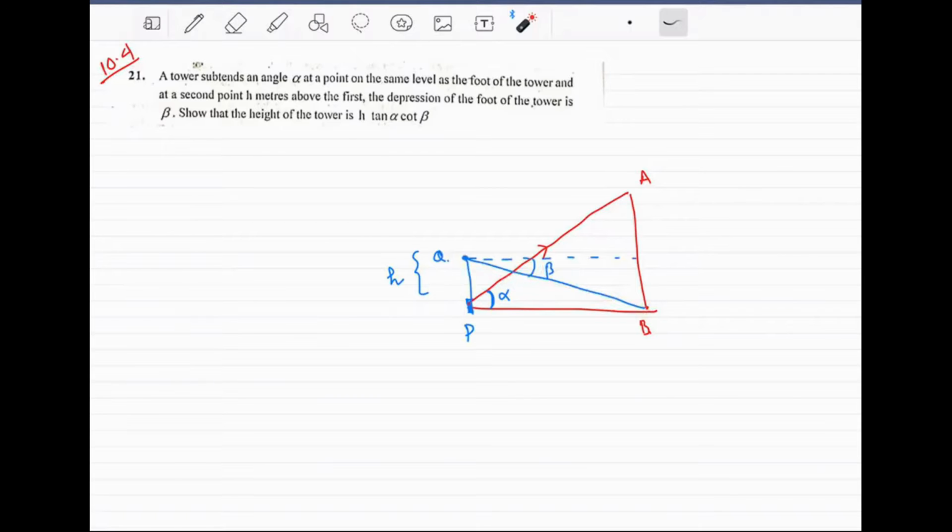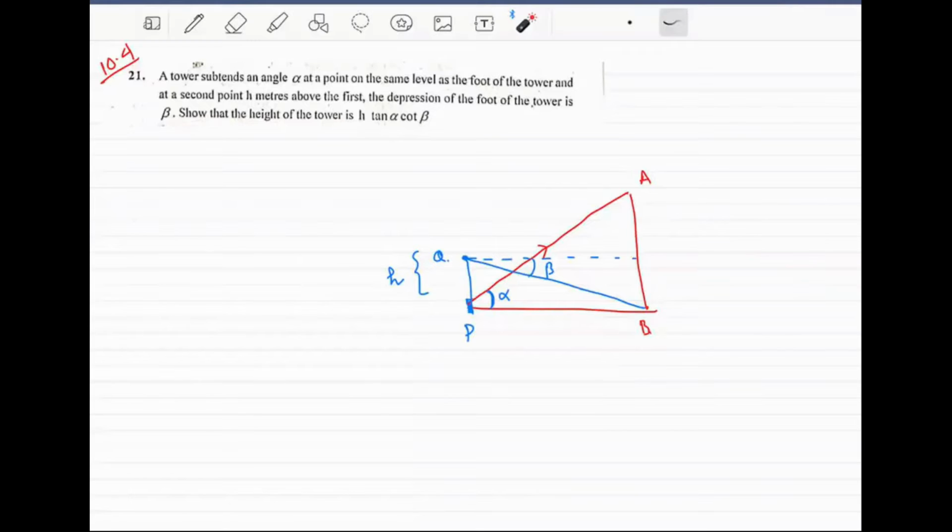We have to prove what? That the height of the tower is h tan alpha cot beta. The height of the tower is this part right here, isn't it? This part is how much? We have to prove h tan alpha cot beta.